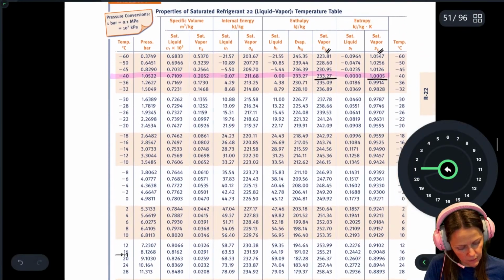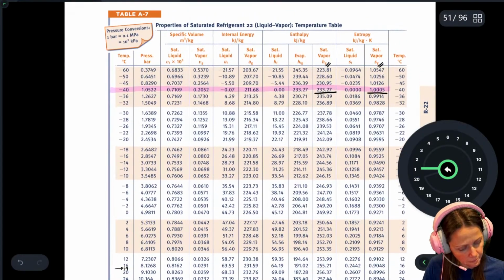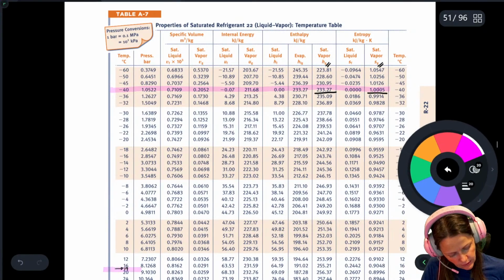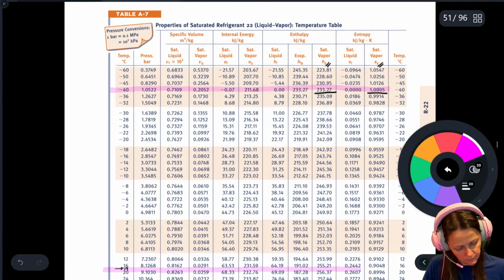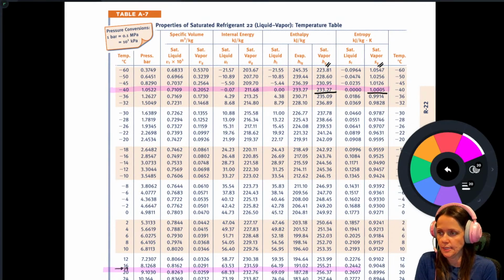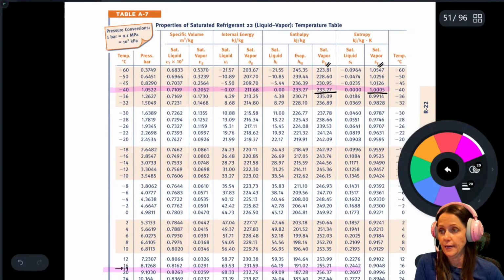Try to make it so we can see everything. Doing my best here. Let's see, it's going to be somewhere on that line right there. Okay. So 19 degrees Celsius and 9 bar.